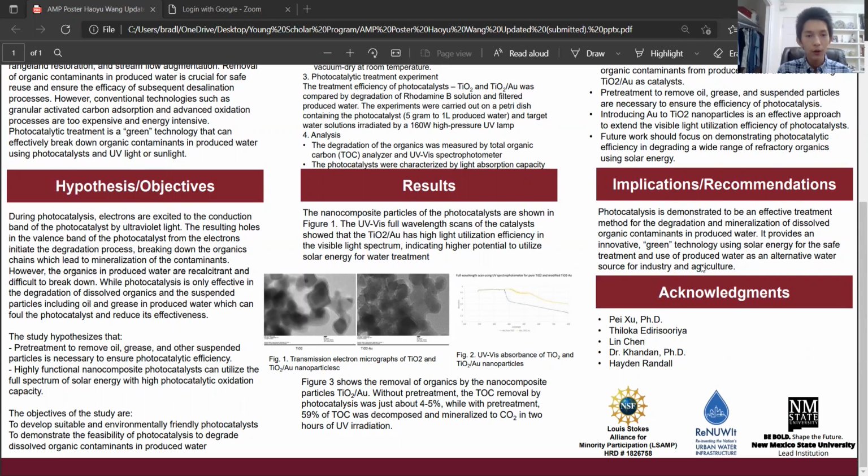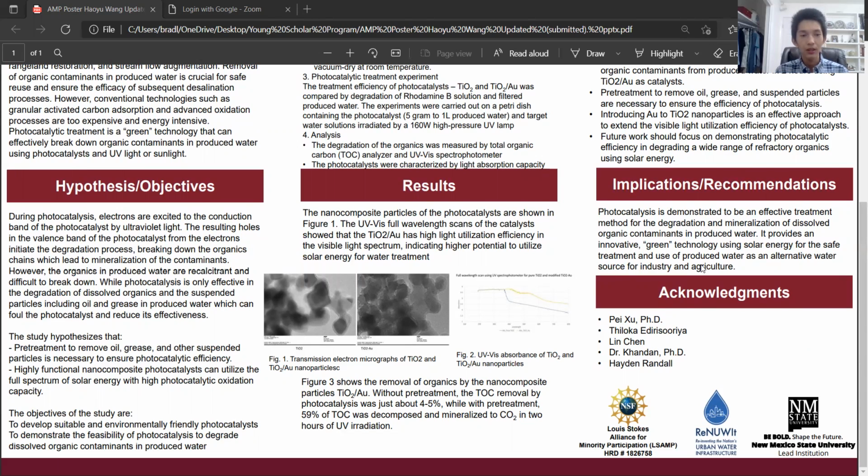And one issue, though, is that photocatalysis is only effective in the breakdown of dissolved organics and suspended particles. Though these organic particles can cause clouding, which reduces the effectiveness of photocatalysts since they require light. If the water is too cloudy, then it may cause the light to get absorbed into these other particles instead of the photocatalysts, which will slow down efficiency. And so the study hypothesizes that pretreatment to remove oil and grease and other suspended particles is necessary to ensure photocatalytic efficiency. Highly functional nanocomposite photocatalysts can utilize the full spectrum of solar energy with high photocatalytic oxidation capacity.